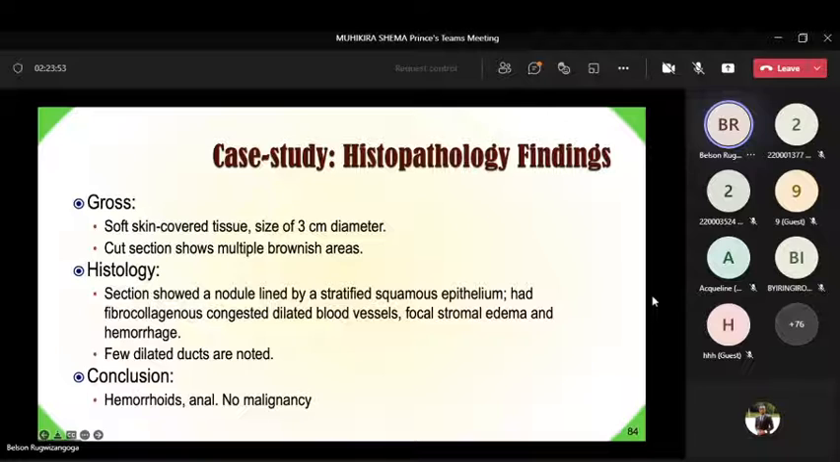So what is important here is these blood vessels. They are dilated and filled with blood. When you say congested, it means they are filled with blood. And then, at conclusion, it was hemorrhoids. So they look like varices in other areas. In the anus, they would be called hemorrhoids. No cancer was seen.